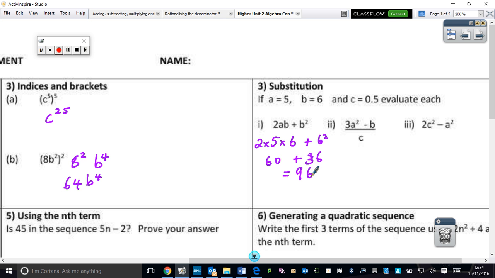Now, I expect you to be able to do that type of question quite easily, but it's when it starts to look a bit crazy like this that it gets a little hard, obviously, or you start to lose what you do. So this one, 3 times a squared. a is 5.